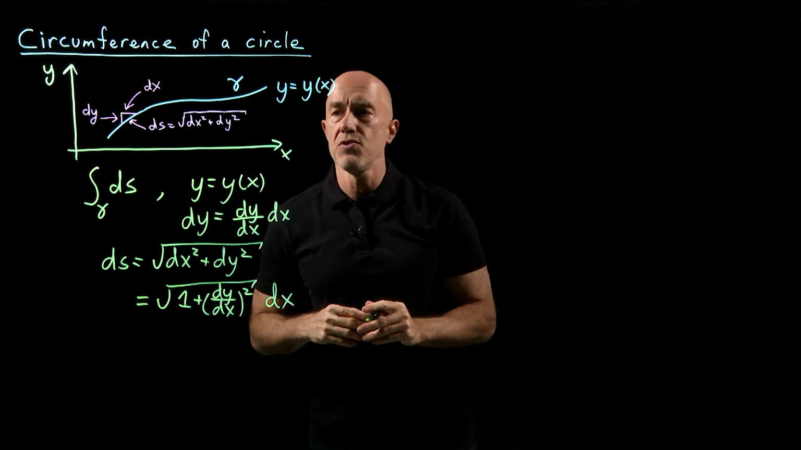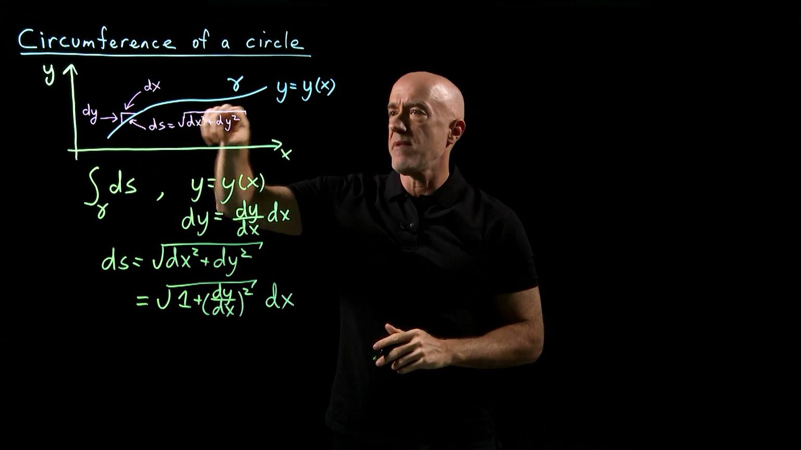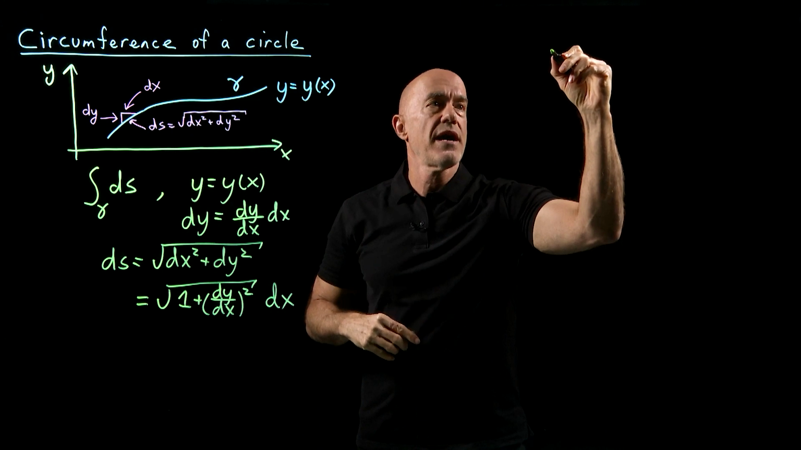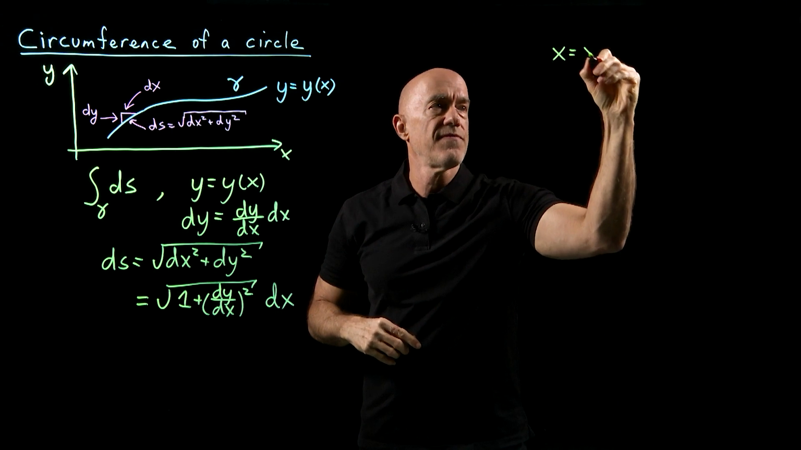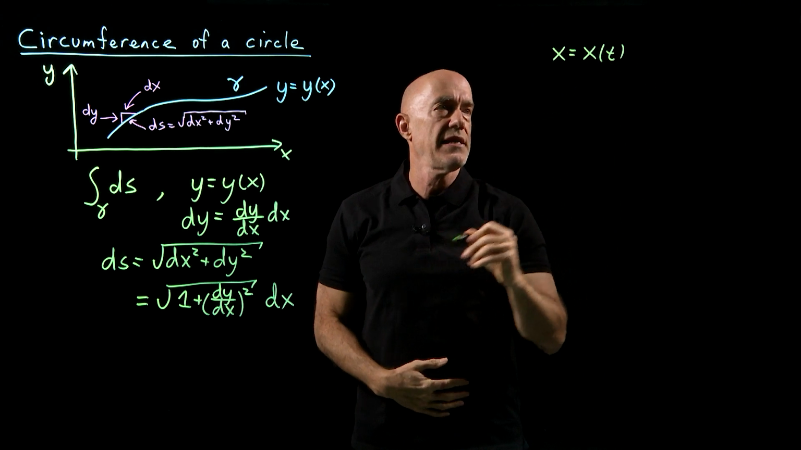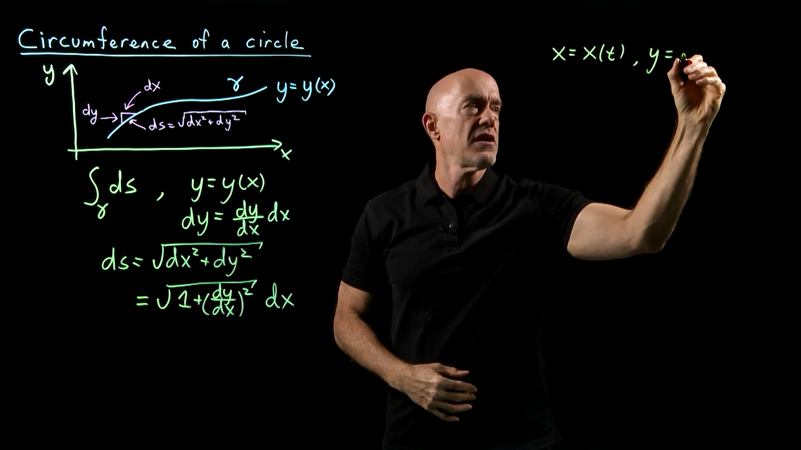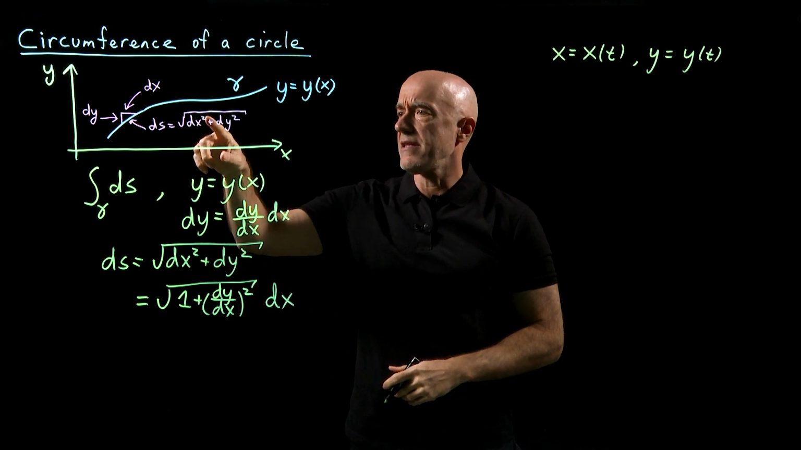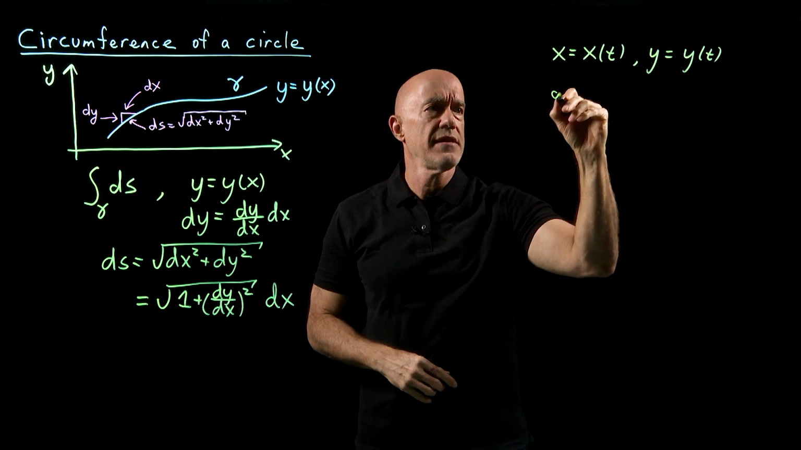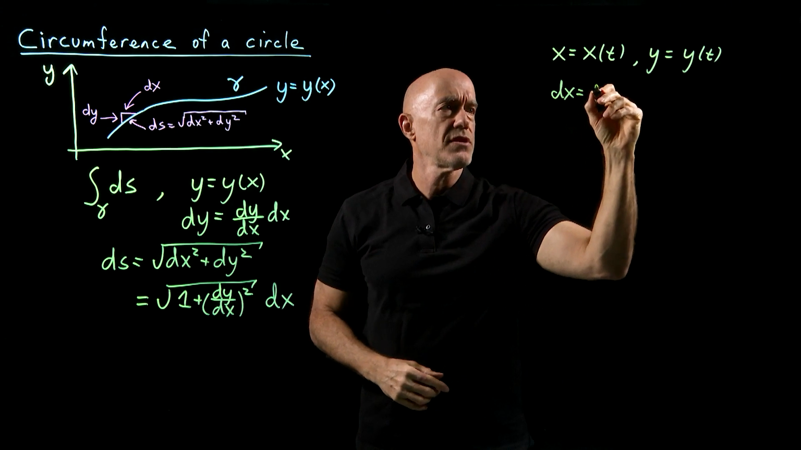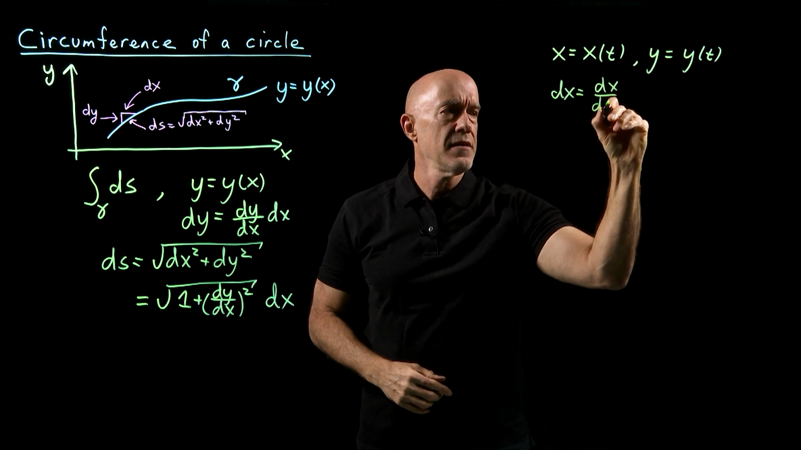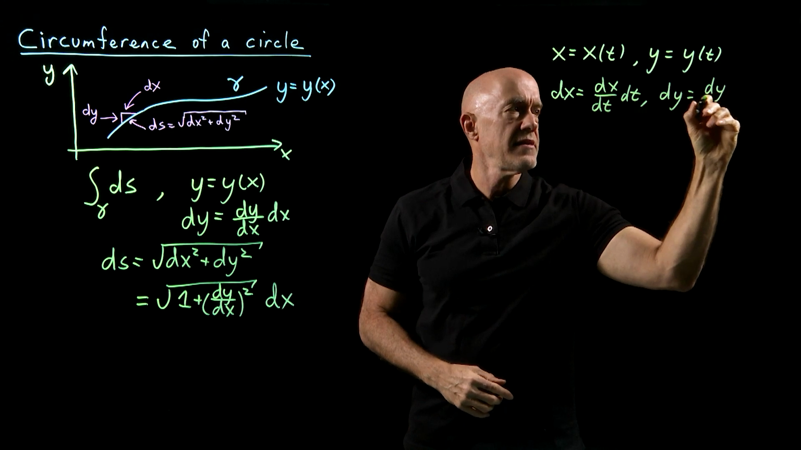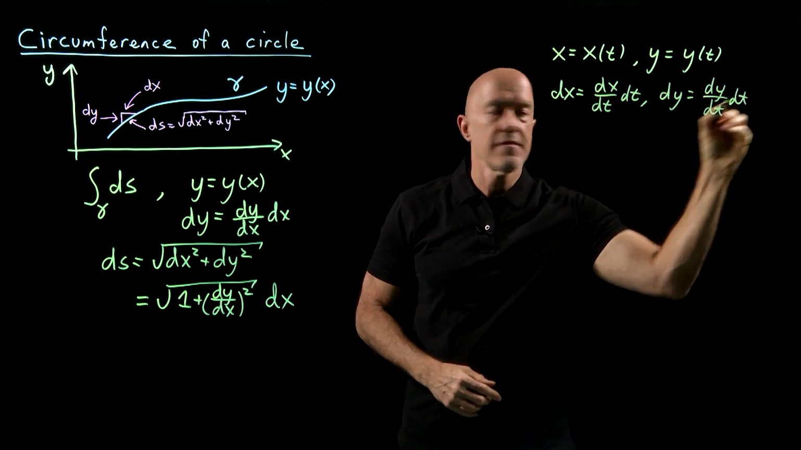The second way of doing this integral is if the curve is somehow parameterized. That means we can draw the curve in such a way that we can say x is some function of a parameter, which I'll call t, and y is some function of a parameter t also. Then we can find dx and dy. So here dx, using Leibniz notation, is dx/dt times dt, and dy is dy/dt times dt.